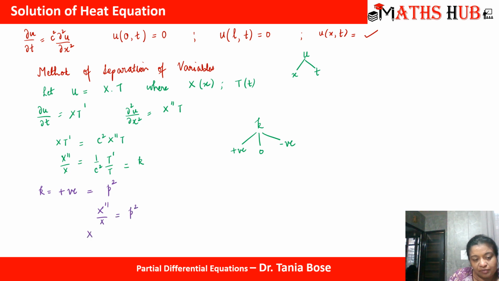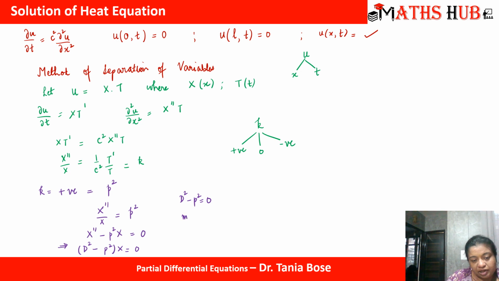So when you frame the equation, you will get X double dash minus p square X is equal to 0. So this implies D square minus p square into X is equal to 0, right? Sorry, it's X, it's not X square. I made a mistake over here. So from here, the auxiliary equation becomes D square minus p square is equal to 0.